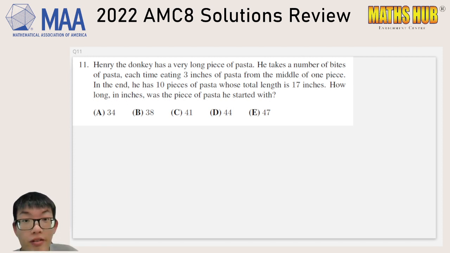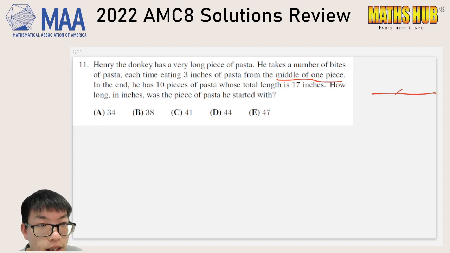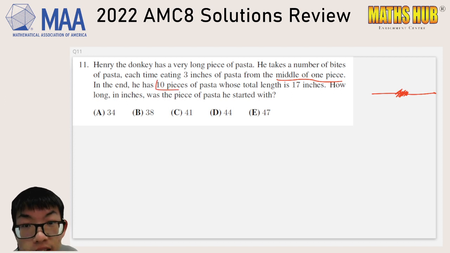When you read the question and you see middle of one piece, is that important? For some questions, no. But here it is important because if you eat from one end, you're only going to have a slightly less long piece of pasta. But when you eat in the middle, you are left with, let's say you cancel the middle, now you are left with 2 shorter pieces of pasta. So each time when he bites, he has got one extra piece of pasta. So if he ends up with 10 pieces, it means that he took 9 bites.